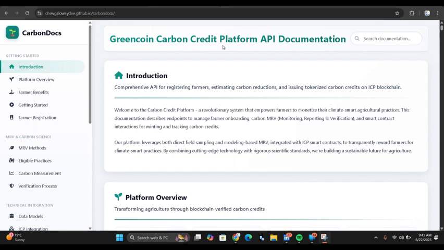So today I'm going to present the Greencoin Carbon Credit Platform API documentation. As you know, we have been working on displaying the big slides for Greencoin, and today we are just going to explain how the API documentation of this platform is going to work.